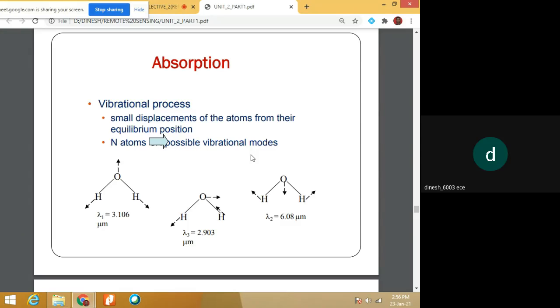The vibration process, small displacements of the atoms from their equilibrium position, will occur at different wavelengths. At 3.106 micrometers, you can see everything in the H2O molecule is in a stable, intact condition. Whereas at a wavelength of 2.903 micrometers, you can see the O atom will move towards the H atom, as in the diagram. At another wavelength, 6.08 micrometers, everything is in the opposite direction. You can see the difference. This direction is the flow of attraction. This creates a vibrational process, and from this we can identify the presence of water molecules.